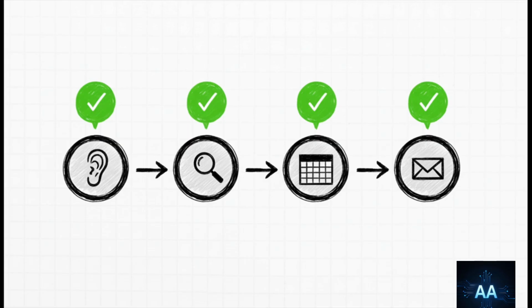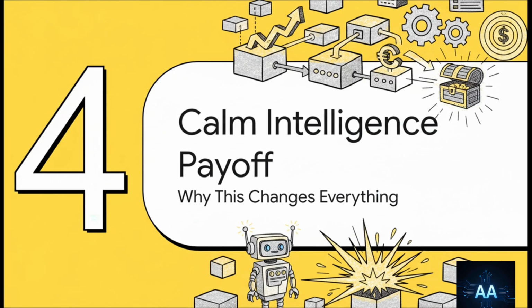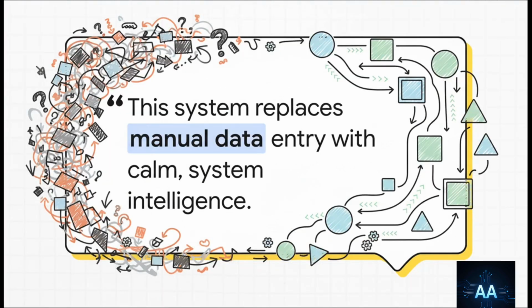A perfect run. So, what's the real payoff here? I mean, beyond the cool tech, why does building a system like this actually change everything for your business? It really boils down to this. The system doesn't just automate a task for you. No, it completely replaces the chaos and stress of manual data entry with the elegance of calm, predictable system intelligence.